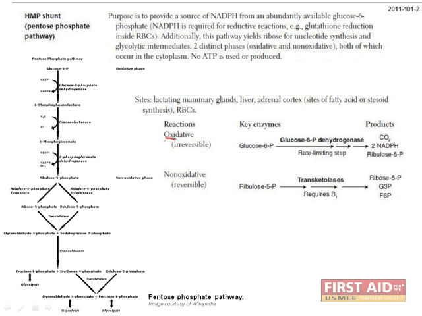The pathway consists of an oxidative, irreversible phase, followed by a non-oxidative, reversible phase, both of which take place in the cytoplasm of lactating mammary glands, liver, adrenal cortex, and red blood cells. The transketolases require vitamin B1 and are often used to test for vitamin B1 deficiency.